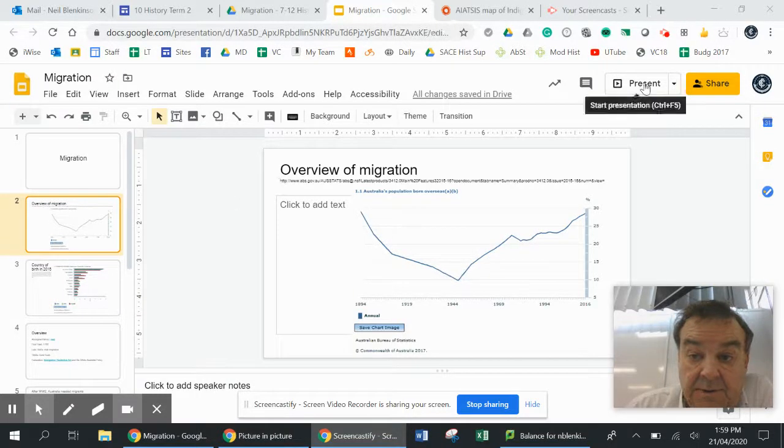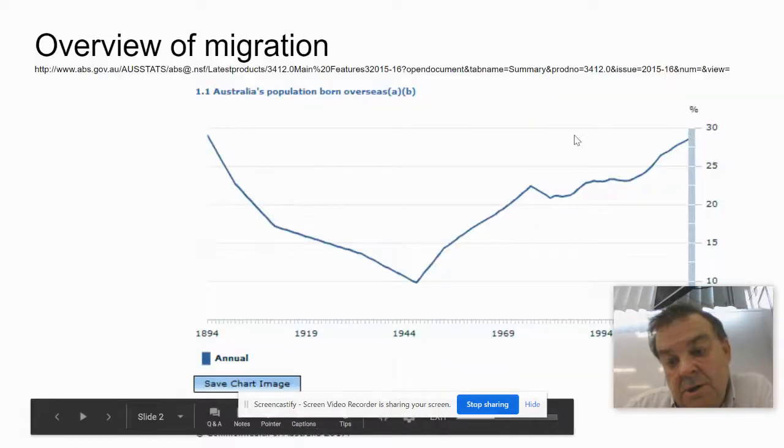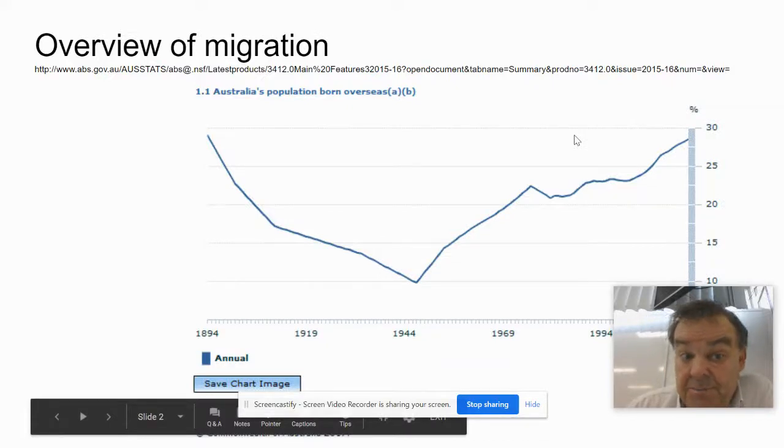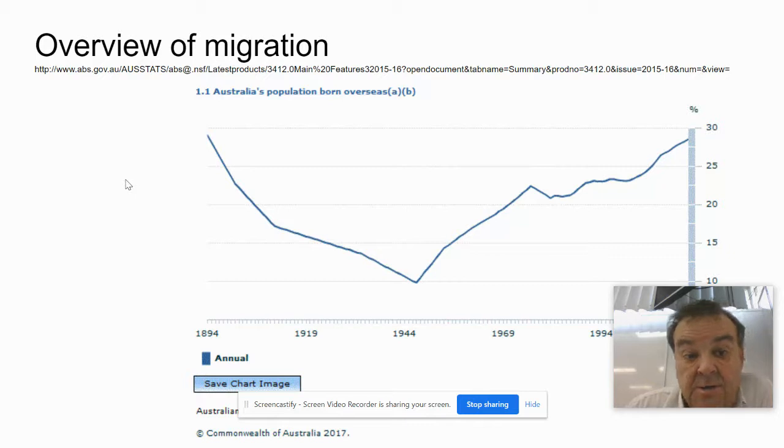Hi everyone, just giving a quick presentation about the history of migration to Australia. This graph is looking at migration to Australia. It starts in 1894 and goes through until 2016.